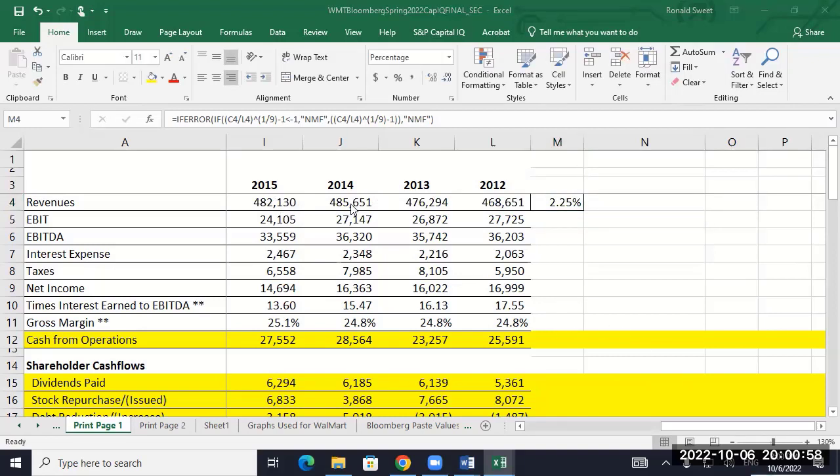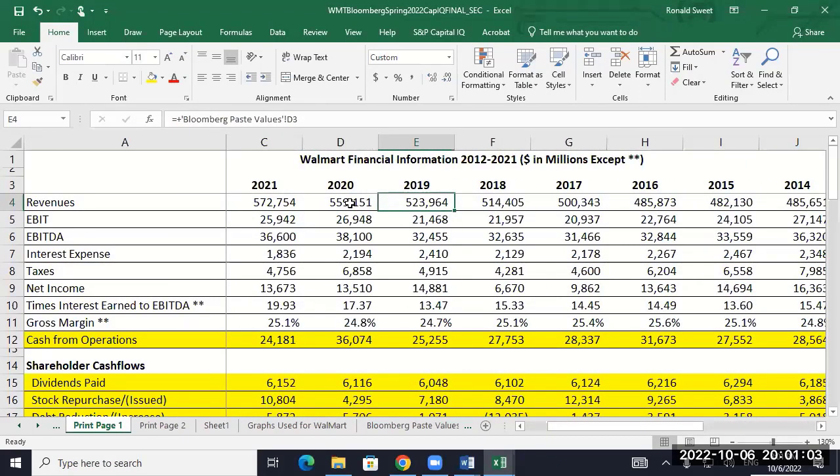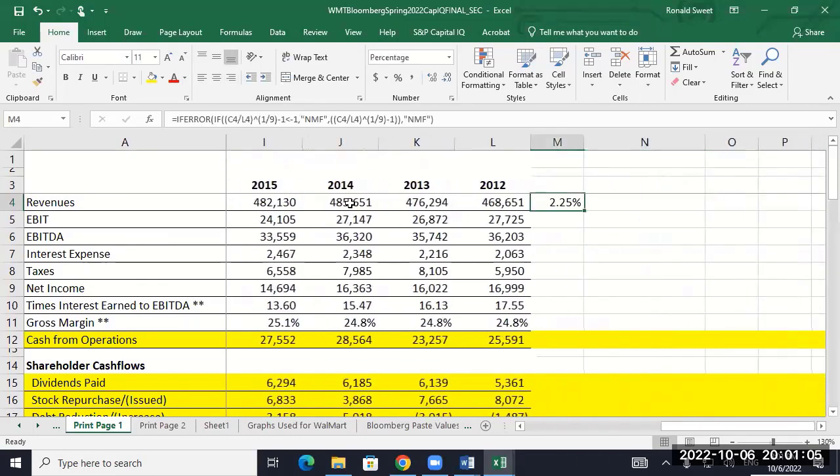So what I want to do is look at pre-COVID. So you might want to do this. What was their revenue growth pre-COVID? So pre-COVID, that's E, column E, not column C.